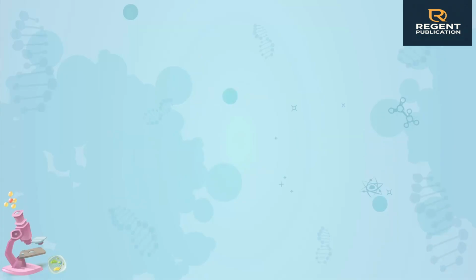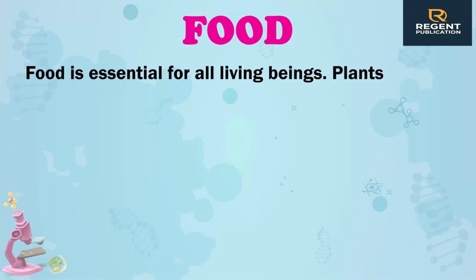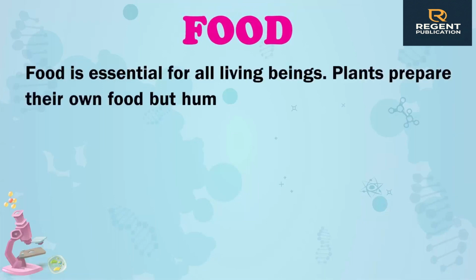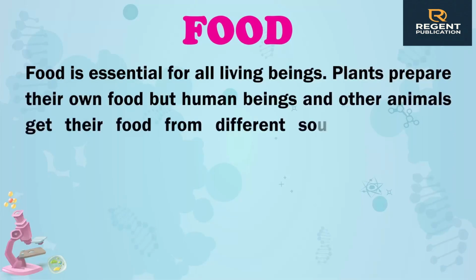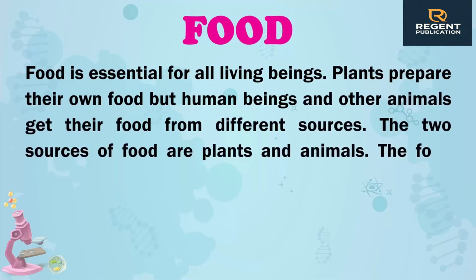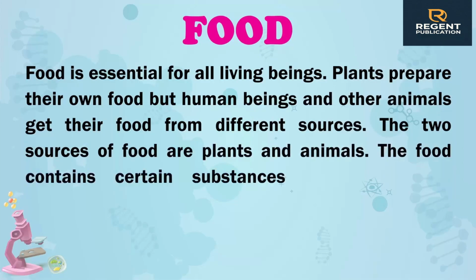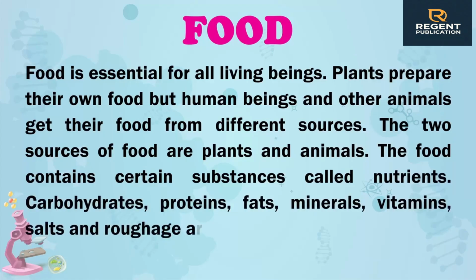Factor 7. Food. Food is essential for all living beings. Plants prepare their own food, but human beings and other animals get their food from different sources. The 2 sources of food are plants and animals. The food contains certain substances called nutrients. Carbohydrates, proteins, fats, minerals, vitamins, salts, and roughage are nutrients.